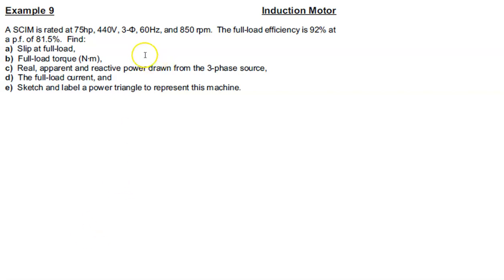Okay, so in this example, we have a 75 horsepower, 440 volt, three-phase, 60 hertz squirrel cage induction motor, rated to run at its output of 75 horsepower and 850 RPM. We're also given a full load efficiency of 92%, a power factor of 81.5%. Now, the efficiency here is a bit high and the power factor as well for an induction motor, but this is a fairly large machine, right? 75 horsepower.